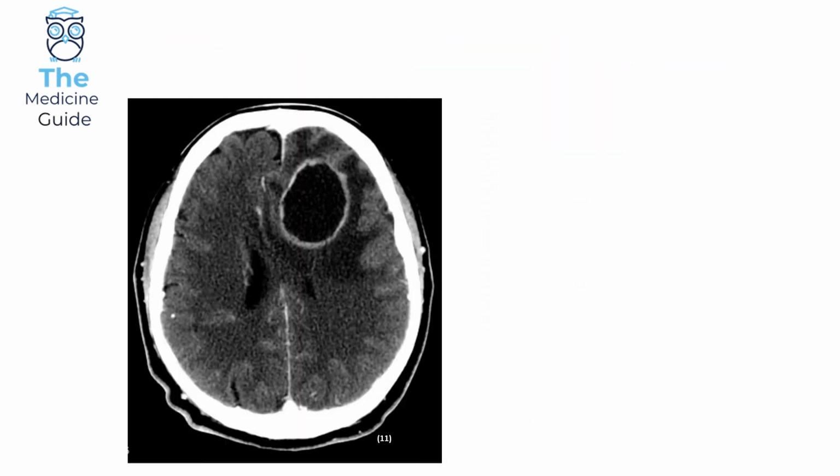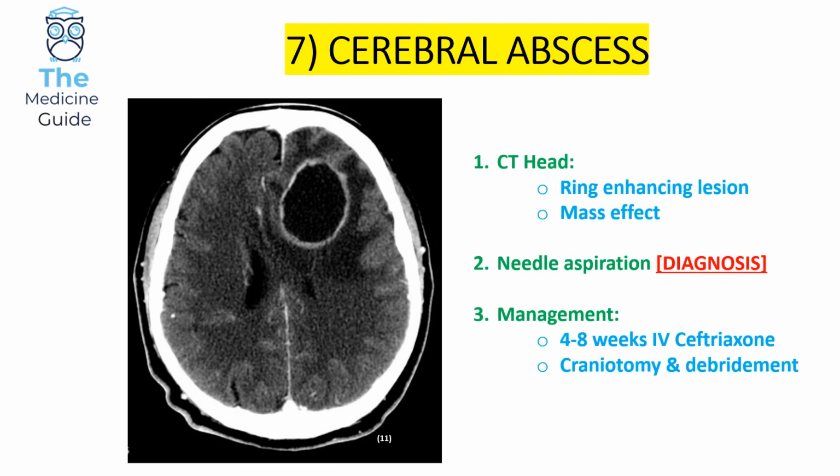Okay, let's find out the answer. So this is an example of a cerebral abscess. In a cerebral abscess, your first line imaging is to perform a CT head, and on the CT head it will describe a ring enhancing lesion and mass effect. You need to perform needle aspiration for the definitive diagnosis of a cerebral abscess. The management of a cerebral abscess involves 4 to 8 weeks of IV ceftriaxone, and this can be followed by a craniotomy and debridement.